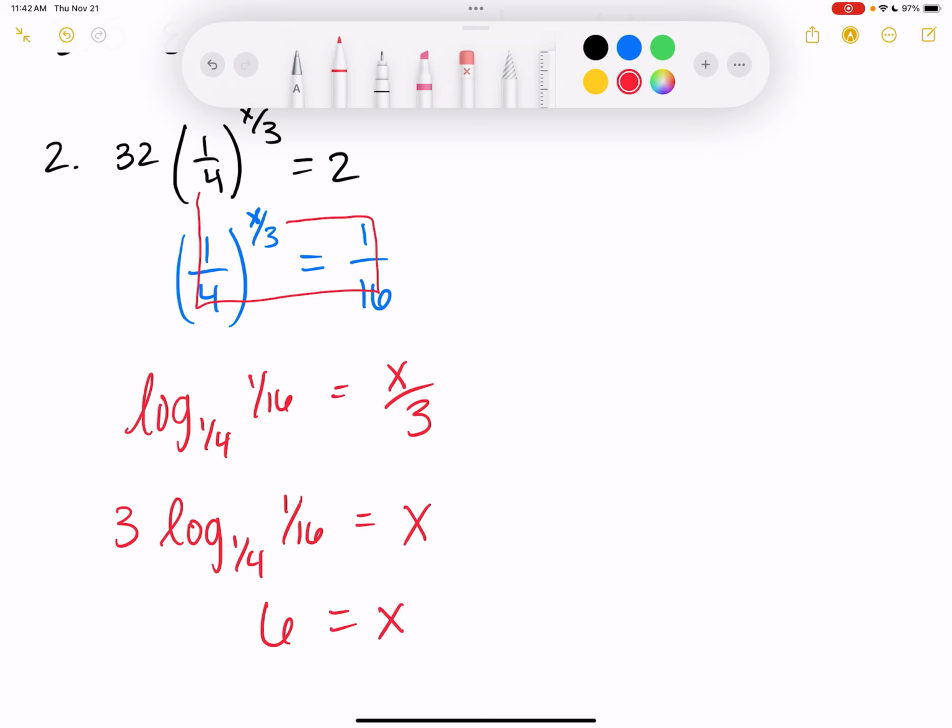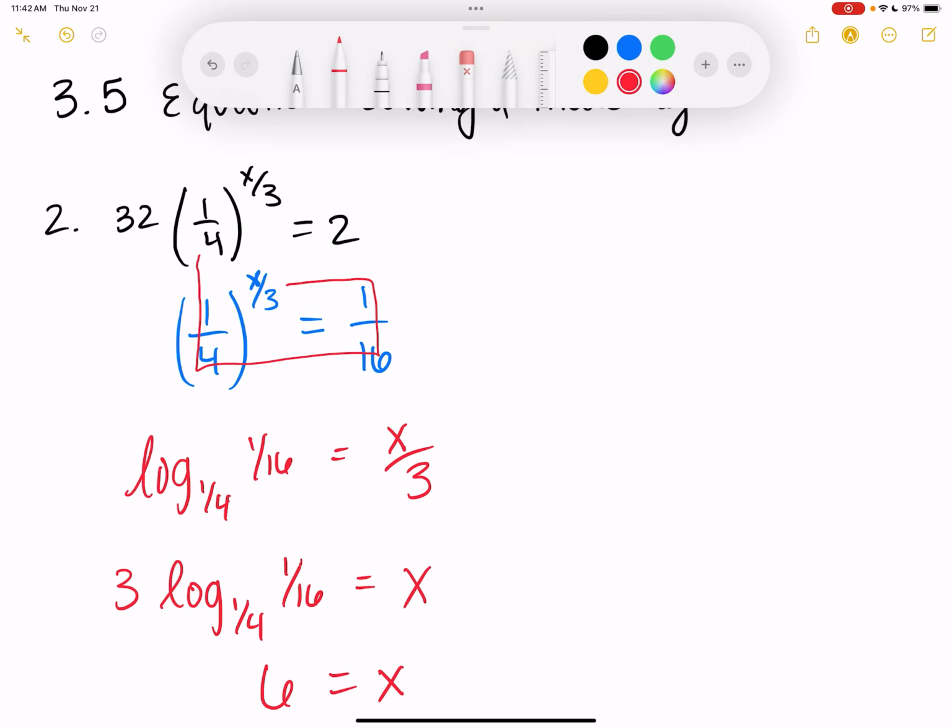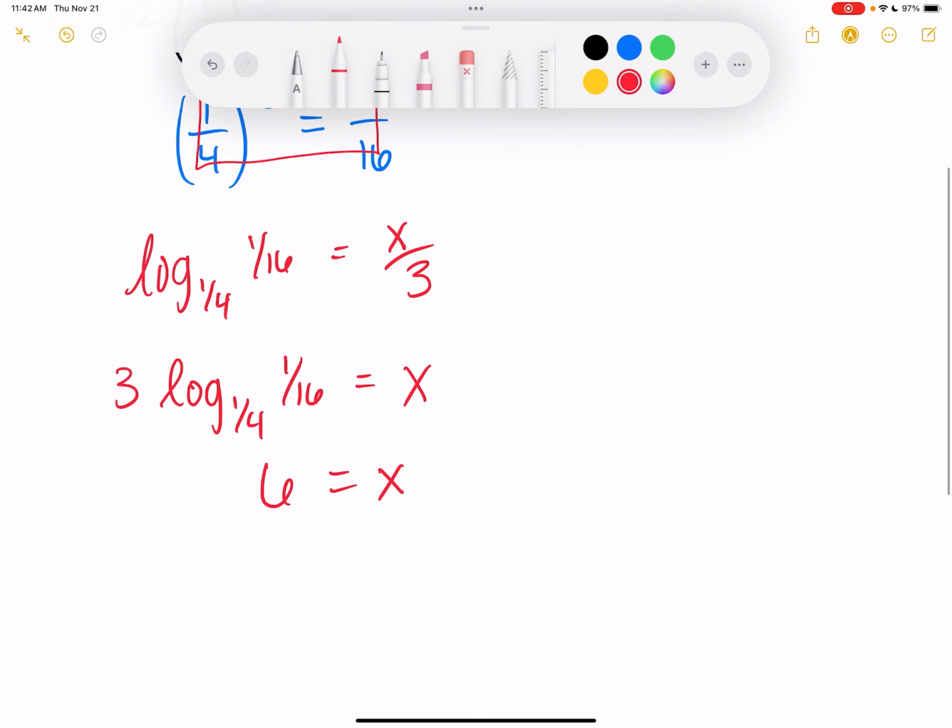Now, these problems say to solve and to check them. To check them, all we would do is take this number and plug it into the original and then basically just show that the left side is equal to the right side. I'm not going to require that you check them, but you are welcome to go back and check them if you want to. But just for the sake of time, we're not going to check them.